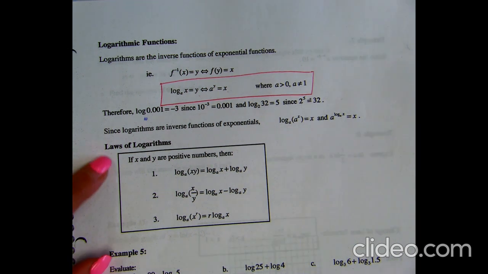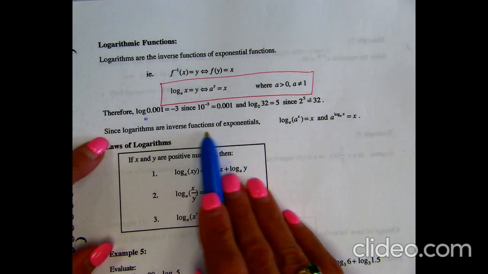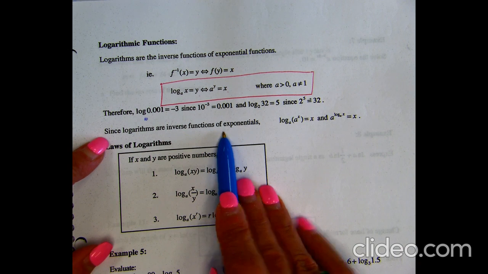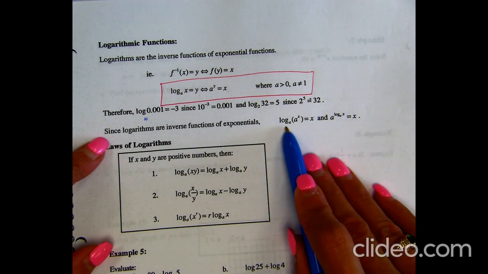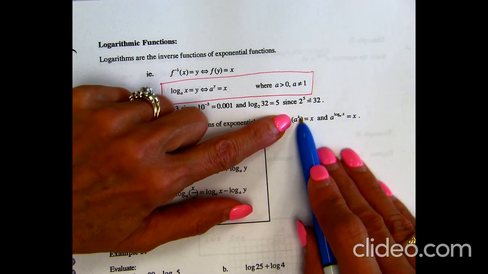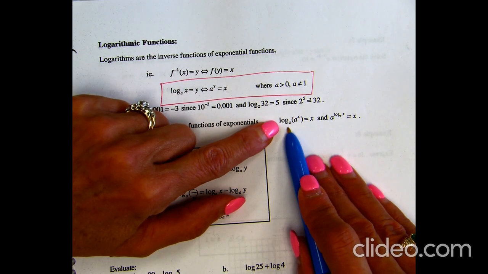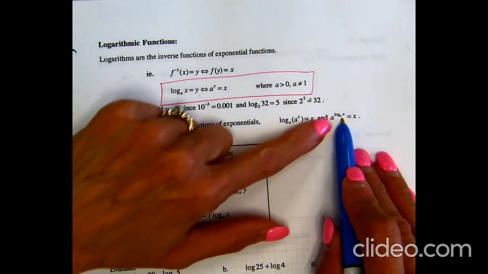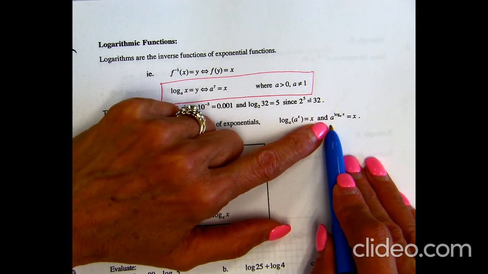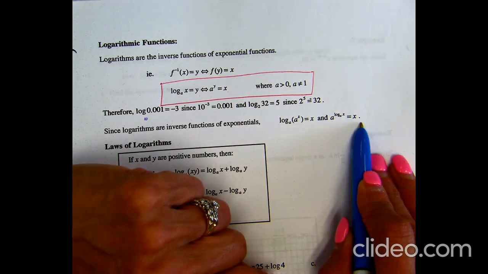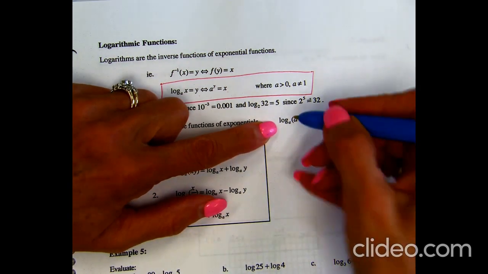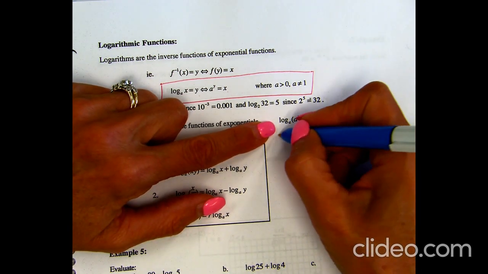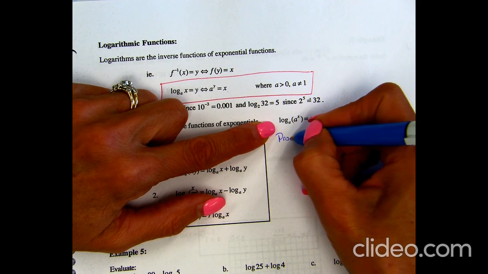Okay, remember your log laws. Since logs are inverses of exponential functions, then this is true. If I take an exponential function and operate the inverse on it, I'm going to get x. If I take a log function and operate the exponential on it, I'm going to get x. I think this one is easy to see. Let's do a quick little proof for both of them.